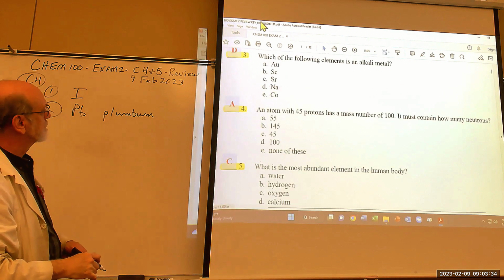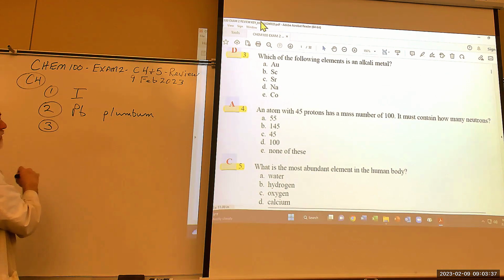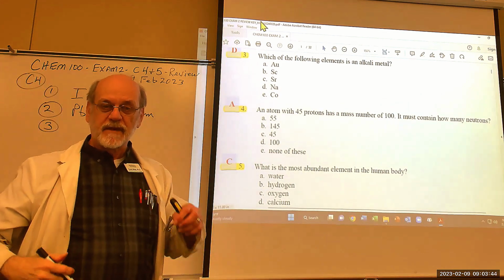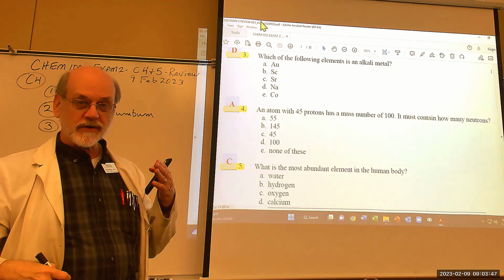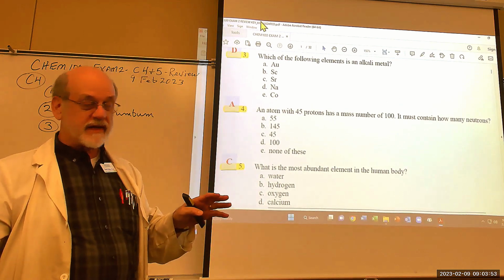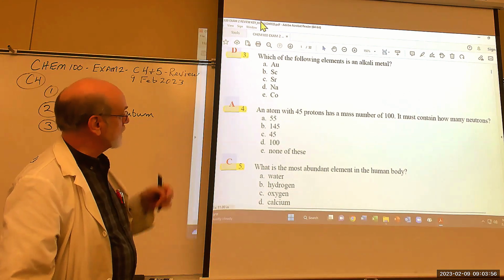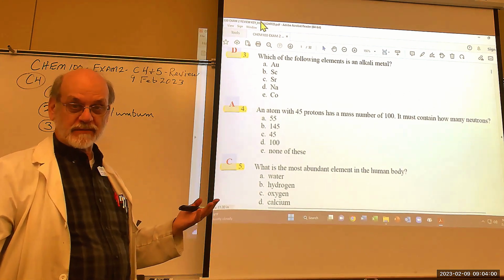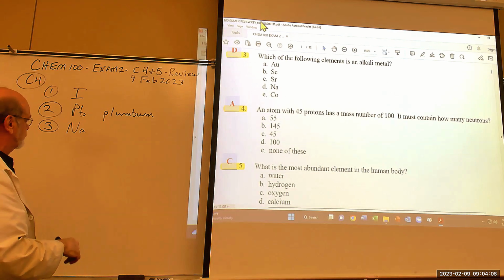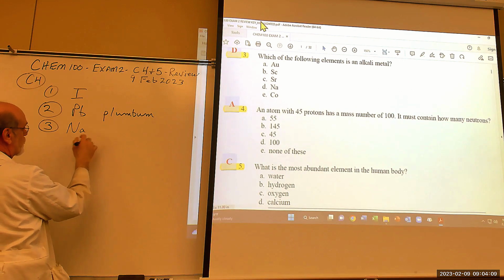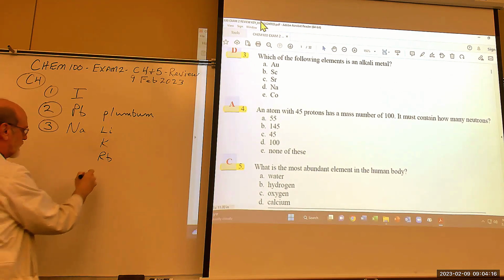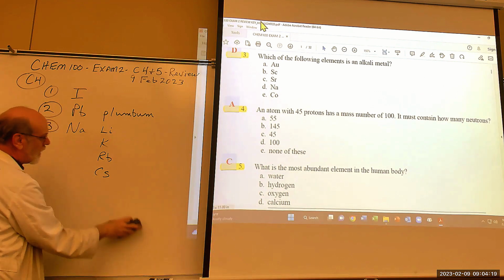Let's see, who's next? 3. We'll run through a few of these. Which of the following elements is an alkali metal? Remember, the alkali metals are the first column on your left of the periodic table. So you go to your periodic table and you compare these and see which one is in that column, right? And it turns out that sodium is the only one that's in that column, along with its neighbors like lithium, sodium, potassium, rubidium, cesium. They're all alkali metals.